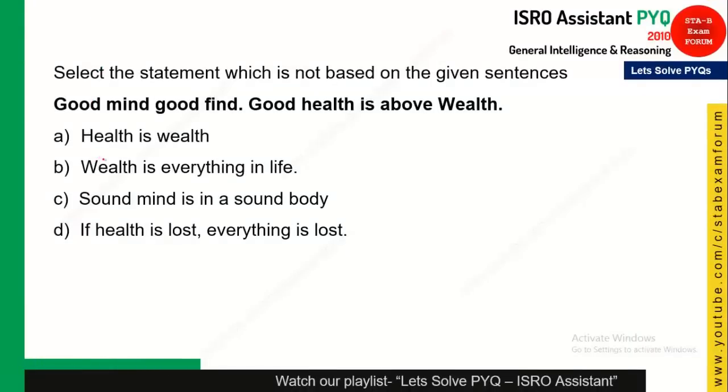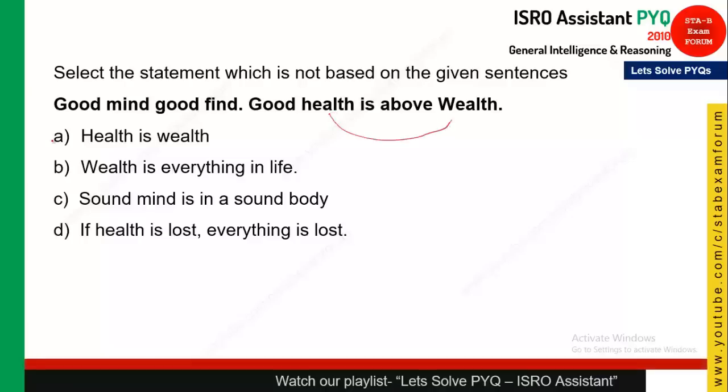These are not commonly asked questions, but let's see. Good mind, good health is above wealth. So health is wealth. Obviously there is a relationship between health and wealth, so this is correct. Wealth is everything in life, we can say. Sound mind in a sound body, you can determine from this. If health is lost, everything is lost.